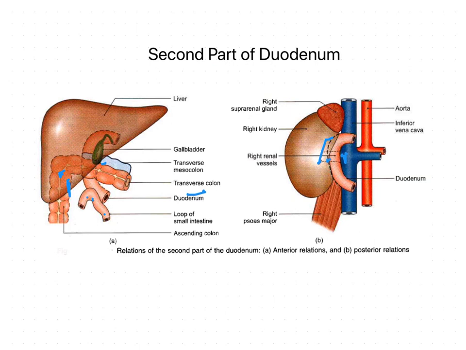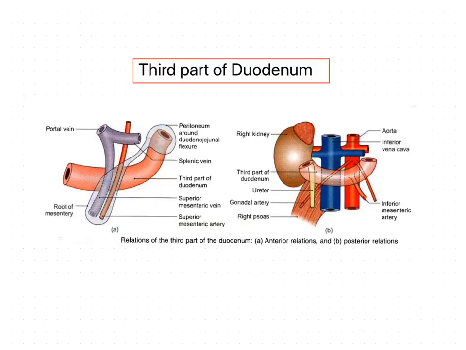Now we will move on to the third part of the duodenum. What are the relations of the third part? The third part is the horizontal part. Anteriorly it is crossed by the mesentery and superior mesenteric vessels. Mesentery is nothing but the peritoneal fold. Anteriorly it is also covered by the transverse mesocolon and sometimes the transverse colon, and also loops of jejunum. All these are related to the anterior aspect of the third part.